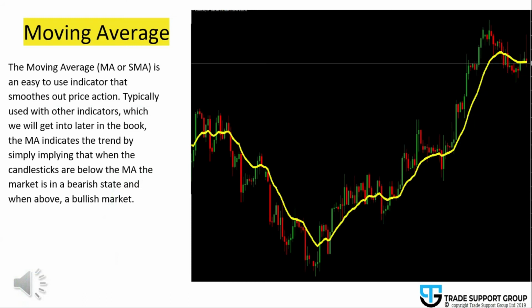The moving average is an easy-to-use indicator that smooths out price action. It's suggested to use it with other indicators because it indicates the trend by simply implying that when the candlesticks are below the moving average, the market is in a bearish state, and when above, it's in a bullish market. But this alone isn't quite enough to get a good read.